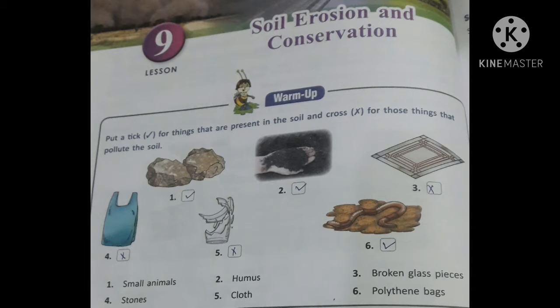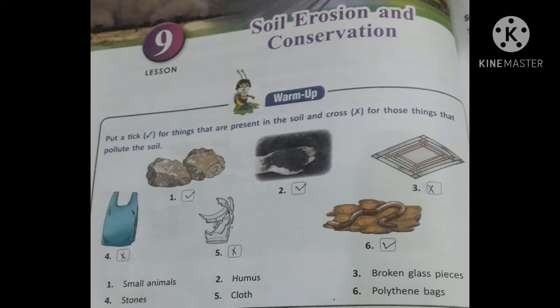Second one, this is humus. Humus is also present in the soil. And the third is cloth. Cloth is not present in the soil. And the fourth is polythene bags. Polythene bags pollute the soil, not present in the soil.